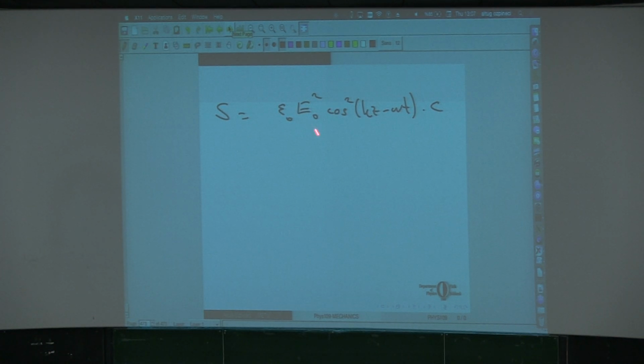Now, if we denote the energy flow by S, it has this form. This is the energy density. This is the speed at which the energy is flowing. Or we can also write this as epsilon 0 E0 cosine(kz minus omega t) times E0 c.